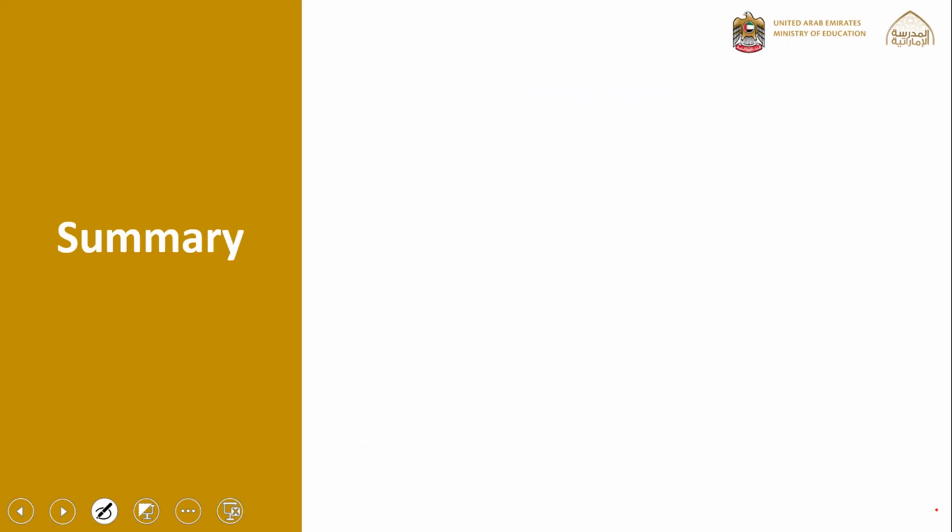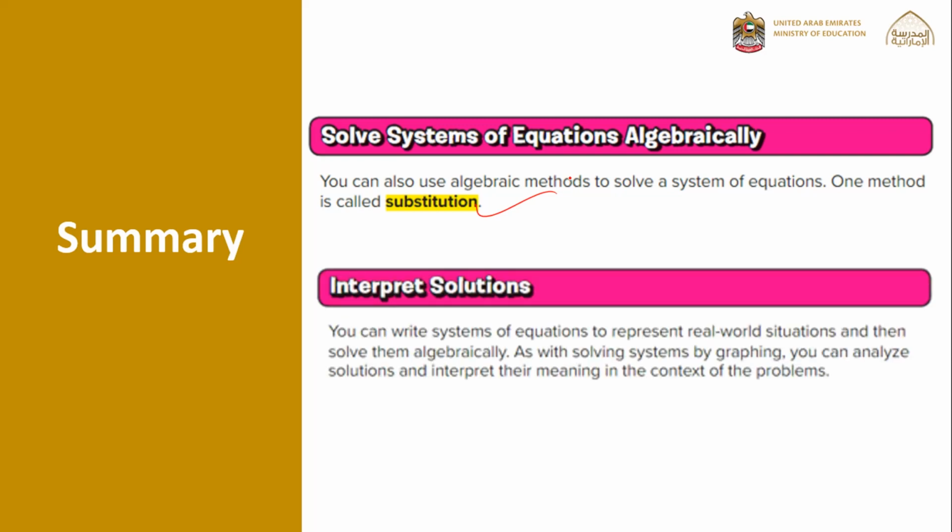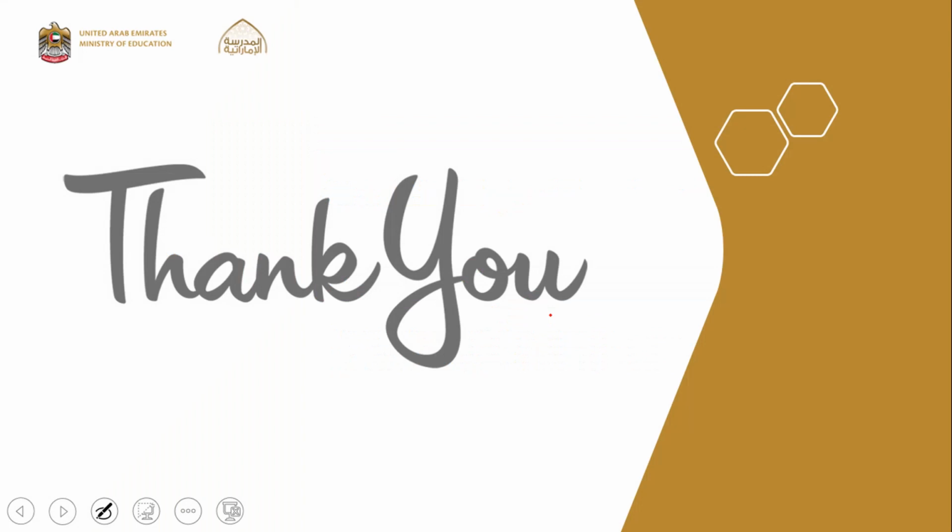So we will summarize our lesson and finish off the slides. What did you come across as a learning objective? To solve the system of equations algebraically? Yes, we did it by using the substitution method. And then you know how to interpret your solutions and give the explanation for the solutions. Yes, we did it. So finally, I hope you have understood the lesson very well, and we will wind up our lesson.